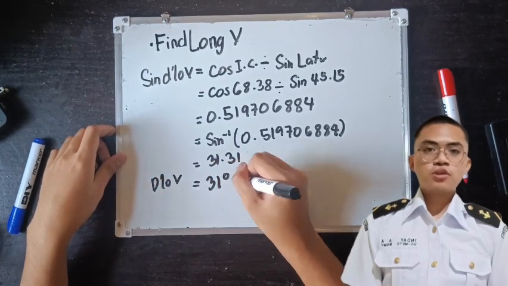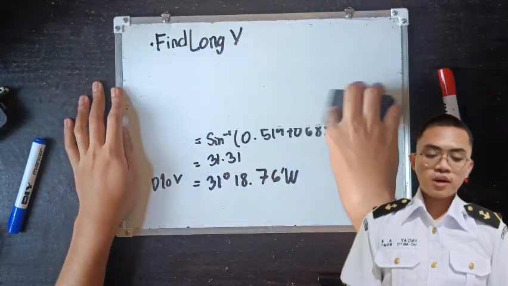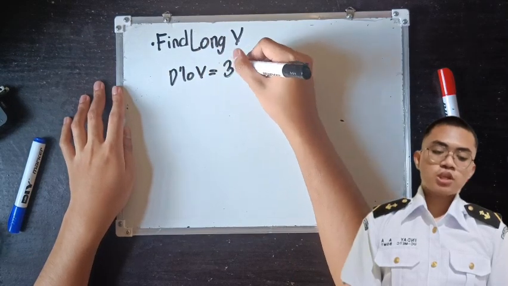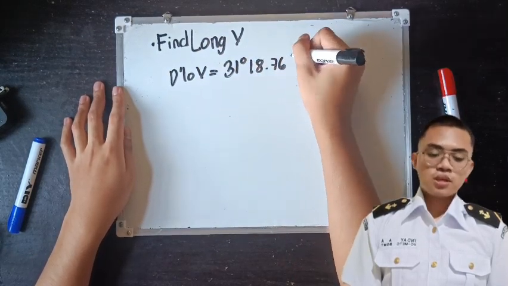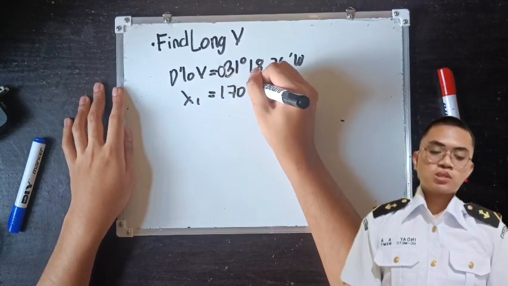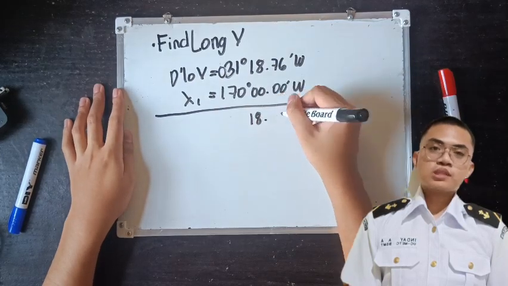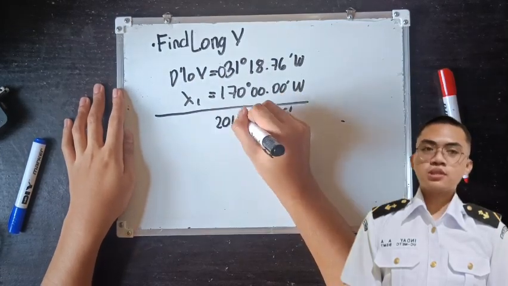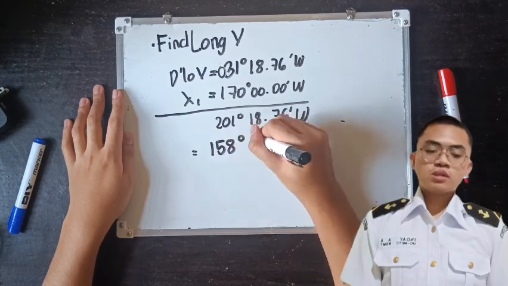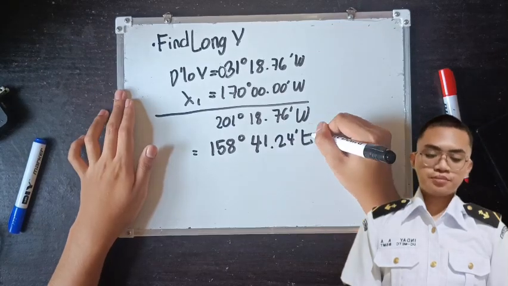To obtain the longitude of vertex, we must add it to the longitude of departure. We have 31 degrees 18.76 minutes west plus 170 degrees west. The answer will be 201 degrees 18.76 minutes west. Since it is past 180 degrees, we must subtract it from 360 degrees. The final answer will be 158 degrees 41.24 minutes east.